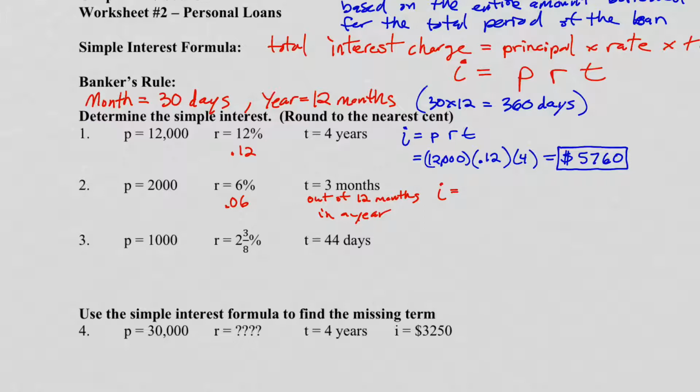So I is going to equal 2,000 times 0.06 times 3 out of 12, okay, which is basically 1/4 or 0.25, but you can type that in how you want. And so we get $30. Okay.